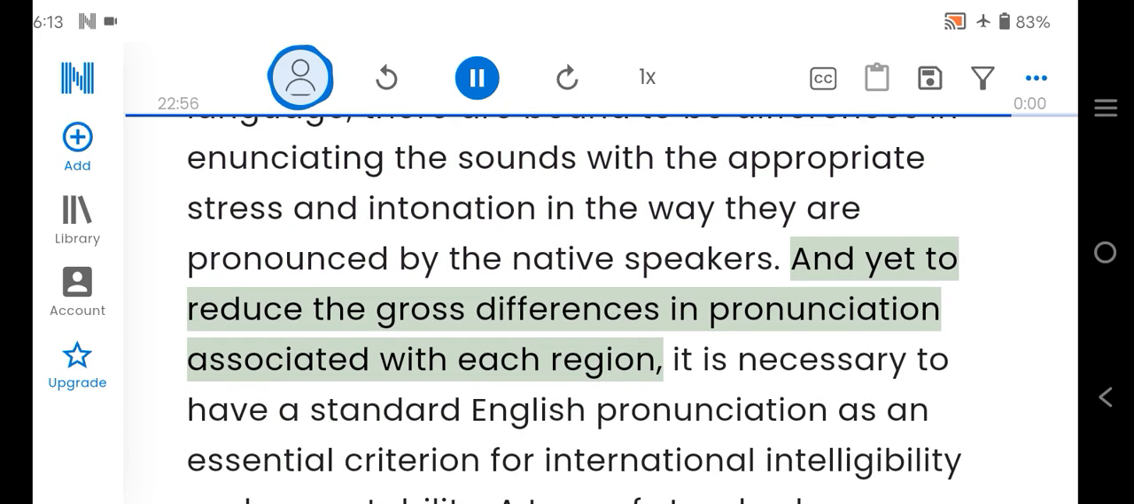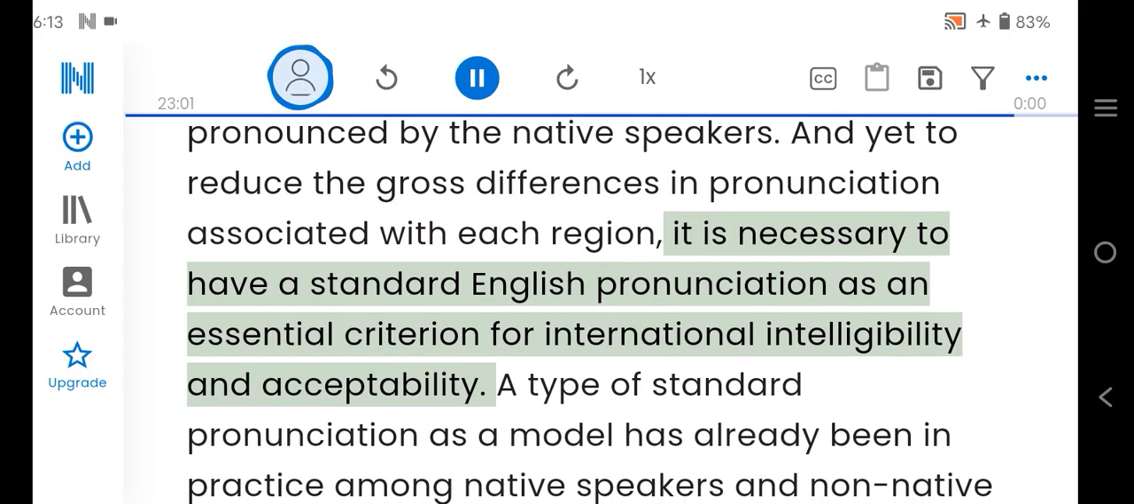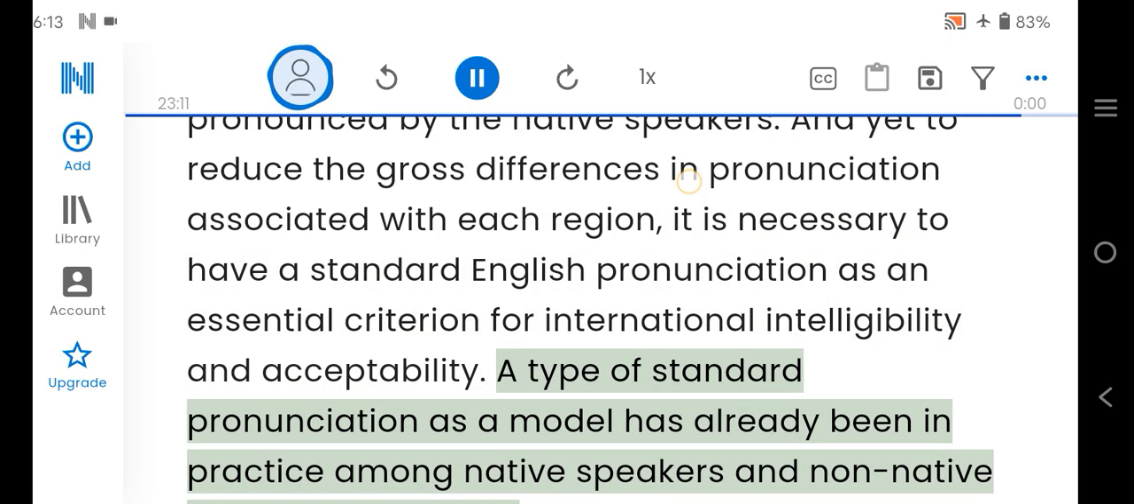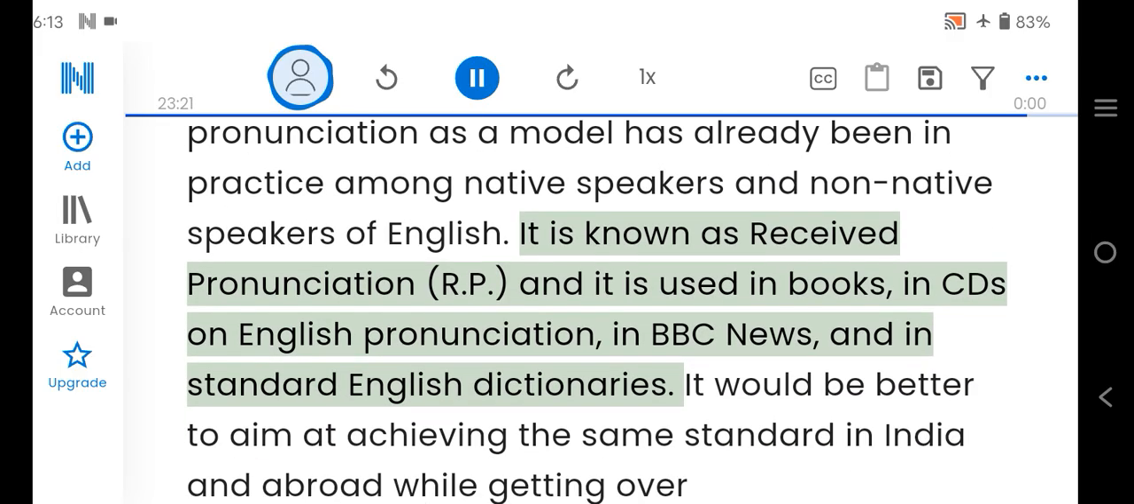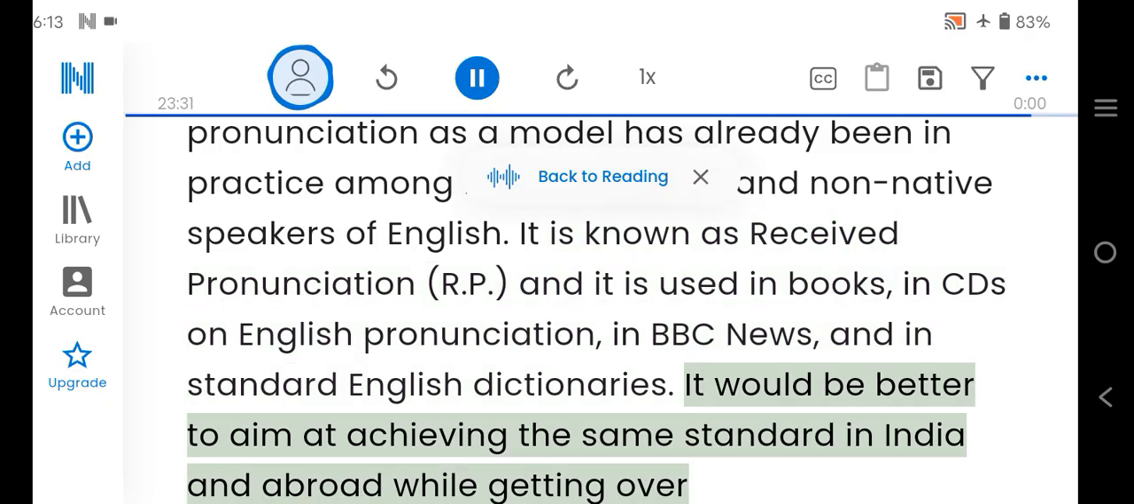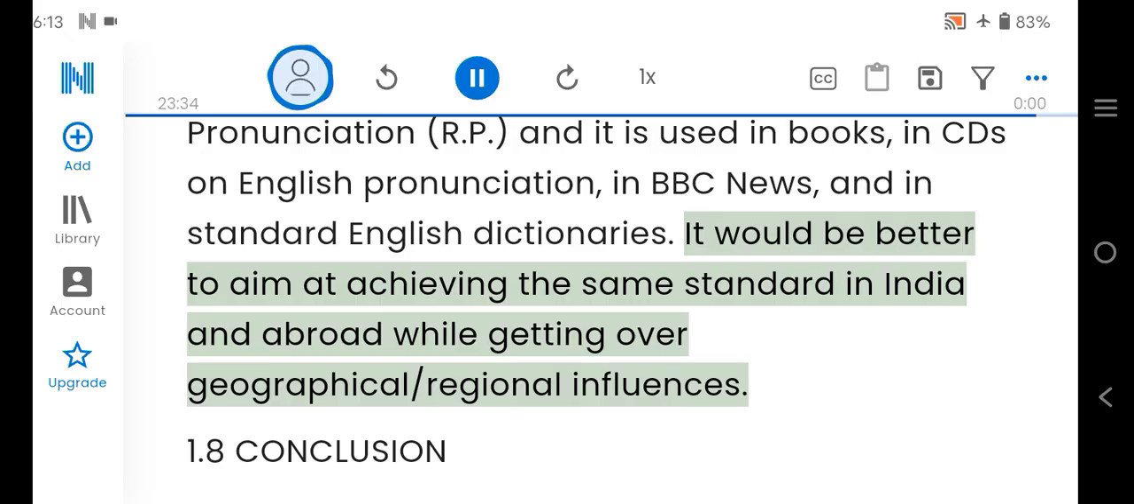And yet, to reduce the gross differences in pronunciation associated with each region, it is necessary to have a standard English pronunciation as an essential criterion for international intelligibility and acceptability. A type of standard pronunciation as a model has already been in practice among native speakers and non-native speakers of English. It is known as received pronunciation, RP, and it is used in books, in CDs on English pronunciation, in BBC News, and in standard English dictionaries. It would be better to aim at achieving the same standard in India and abroad while getting over geographical, regional influences.